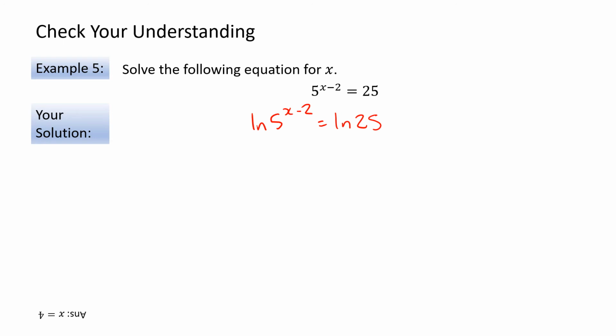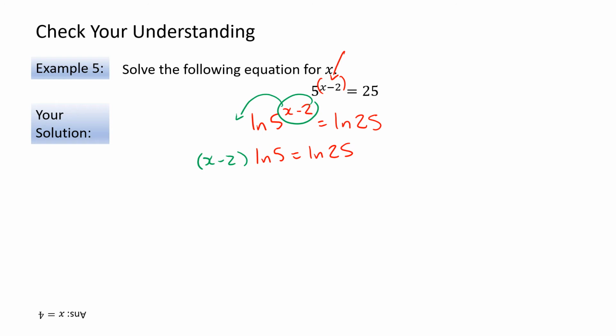Now, just because there's addition or subtraction in the exponent, that doesn't matter. This is all one exponent. So that entire piece can now be moved down. So this can all be moved to here. So we get x minus 2 times the ln of 5 is equal to the ln of 25. So we're almost there. We have a few more steps.